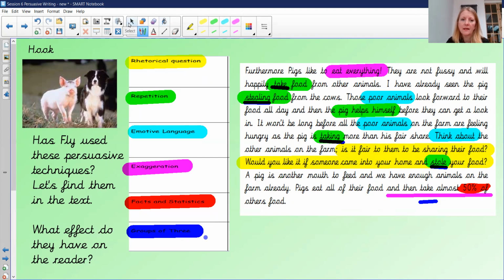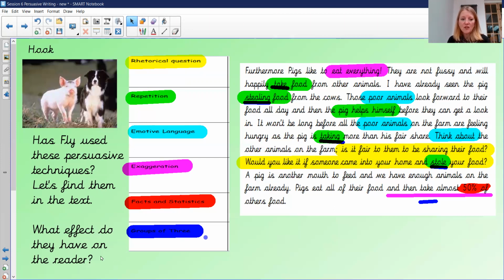Maybe that's something that Fly could have added to her letter. Maybe she could have described the pigs. Furthermore, pigs like to eat everything. They are greedy, and maybe she could have gone on a little bit more about describing the pig. Greedy, selfish, horrible. You know, she could have done that, three adjectives to help describe.